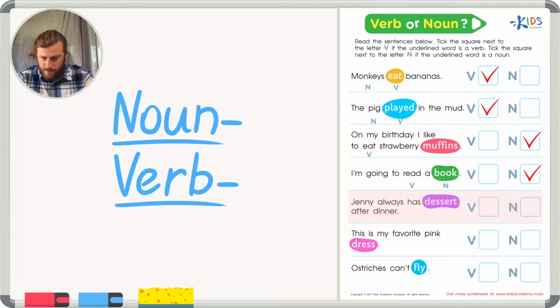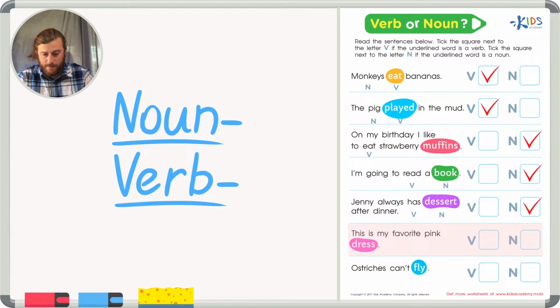Our fifth sentence reads, Jenny always has dessert after dinner. Now this sentence is a little tricky. What is our verb? What is Jenny doing? She had dessert. She has dessert. That's our verb. Dessert is the noun. That is what she has. It's the thing which she has. Remember, if it's a thing, it's always going to be a noun. And in this case, dessert is a thing, so of course, it's a noun.